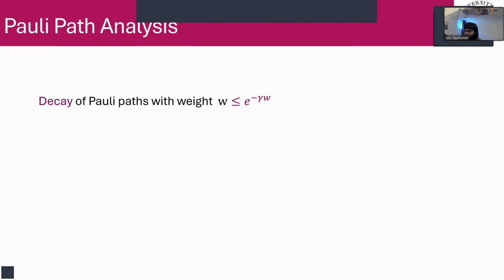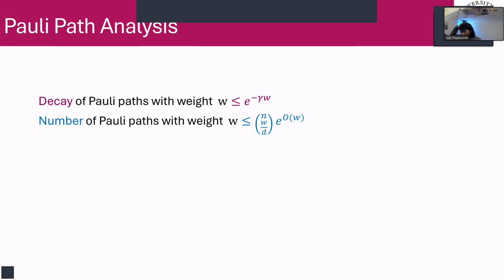So one way the existing work goes is that the decay of the polypath scales with the weight. You can think of it as e to the minus gamma w. Then the number of the polypaths with weight w is this exponential thing. I copied this from Aaron Aho's paper, and there's a lot of work that uses the same thing. I didn't cite them all. Maybe I'll add a bunch of citations later, but a lot of classical simulation work uses this same sort of counting argument.